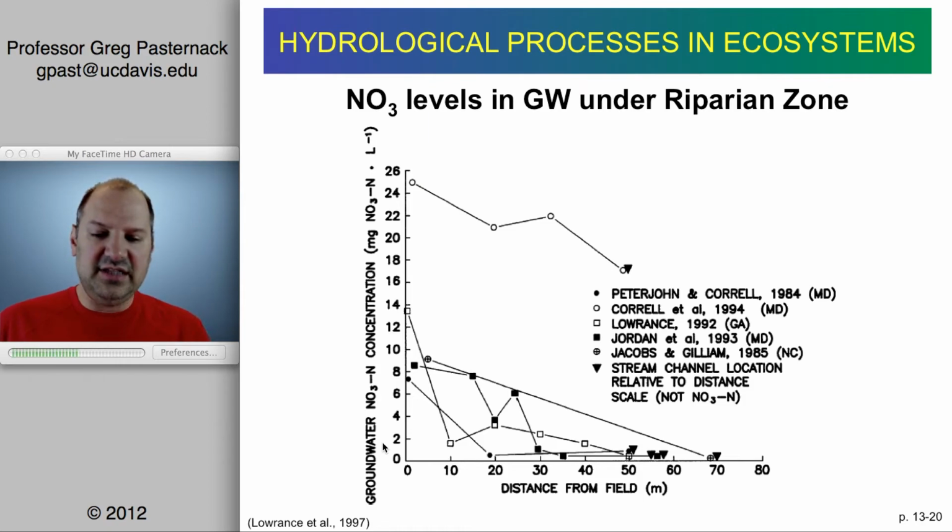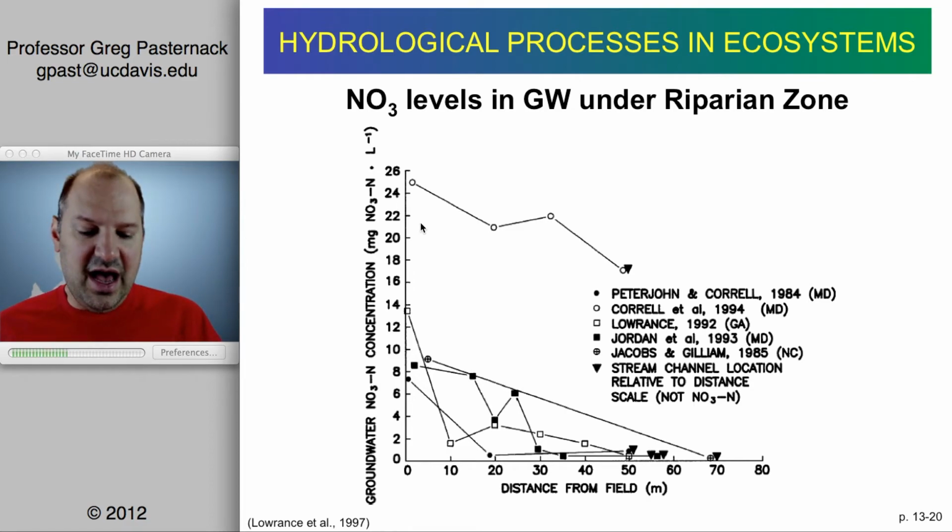So the left is at the cornfield, and then as you go to the right, you're getting further into the riparian zone. And you can see that all this data does show a decline such that by about 30 meters distance, we have significantly lower concentrations of groundwater nitrate as nitrogen than we do at the field. And then here's one study that shows a decline, but where overall the levels are relatively high.